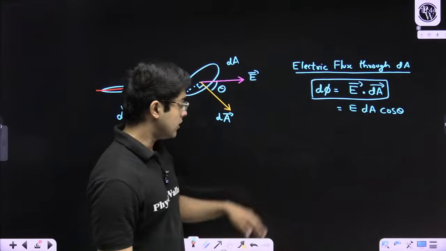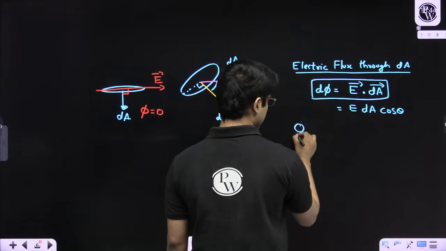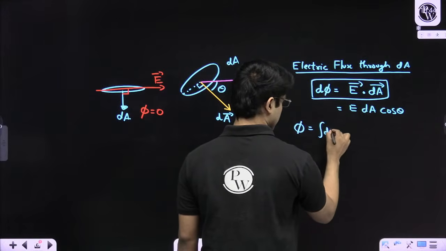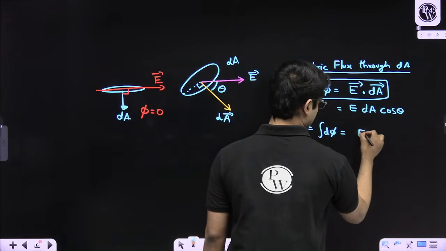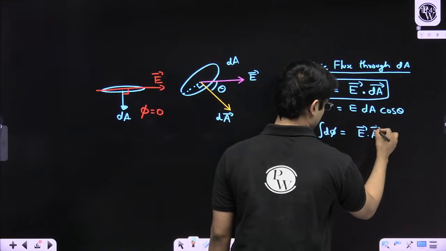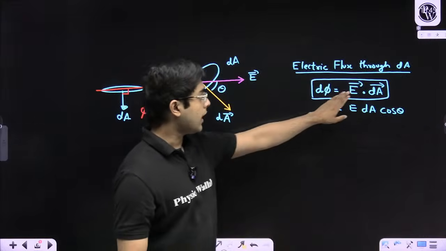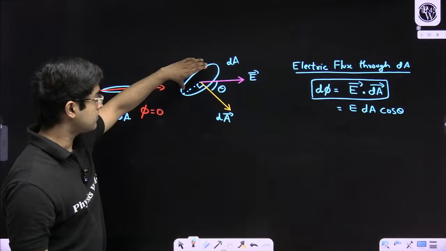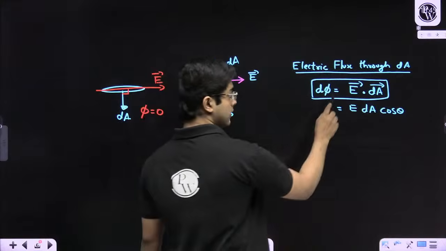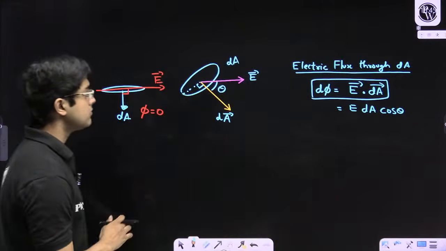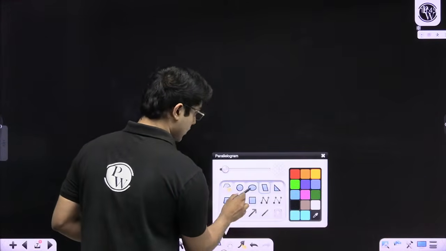You cannot always write the flux φ by integrating E dot dA, and you cannot always write it as E dot A. You cannot always use this formula. I'll mention when we can use it. If we only have a dA area, which is a very small area, and the electric field and area make an angle θ between them, then flux is given by E dA cos θ. Now you can use E dot A, keeping in mind two things.